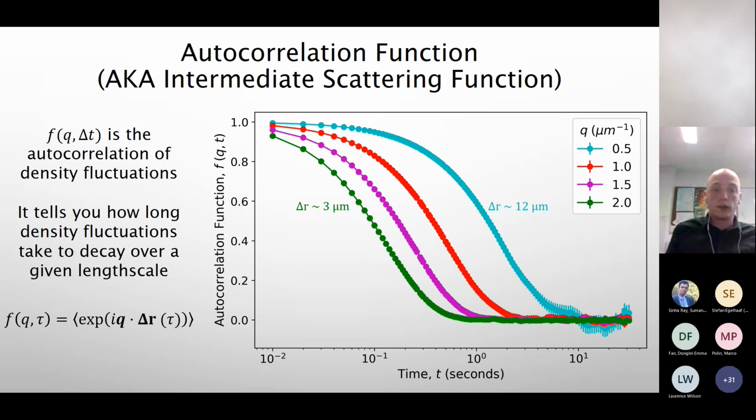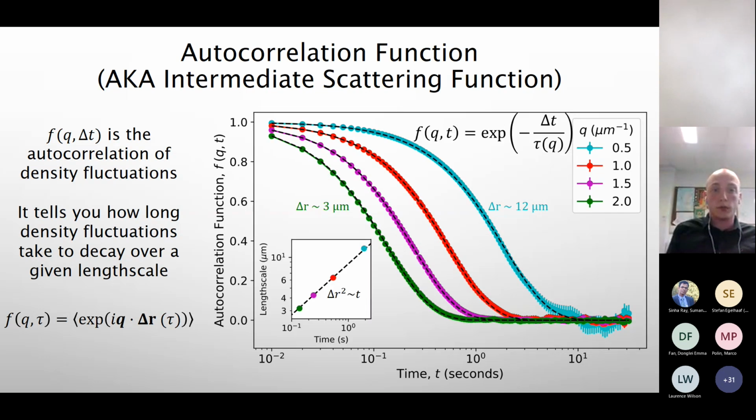We can extract these timescales for the different curves and plot them as a function of the length scale we're looking at. And from it, we can see that the motion we're looking at here is diffusive, because the timescale scales with the square of the distance traveled, or the mean squared displacement. In other words, what the ISF tells us is everything we want to know about the dynamics. It tells us how long it takes to move a certain distance. So it doesn't have to be diffusive.